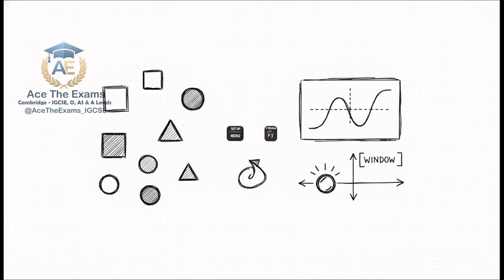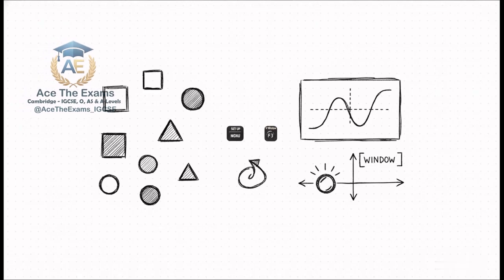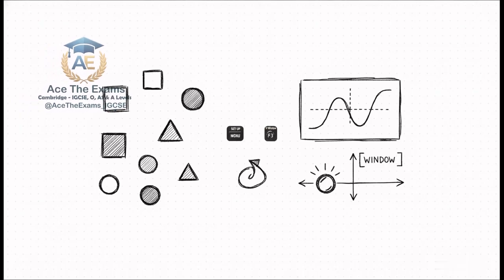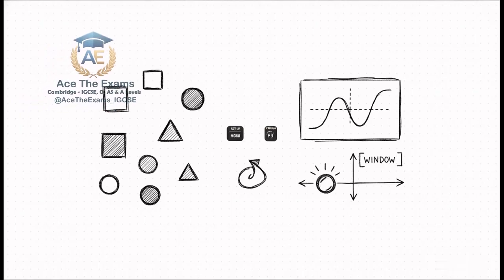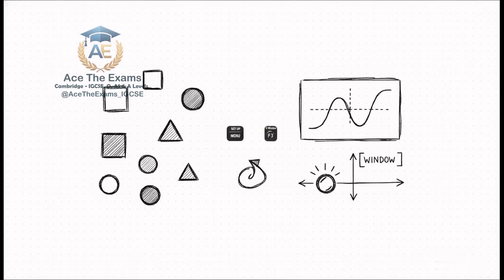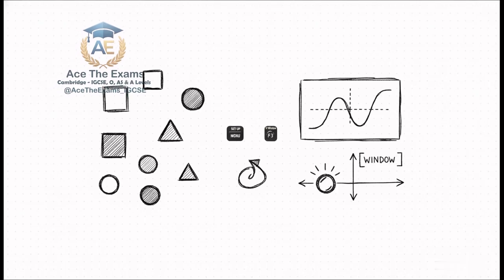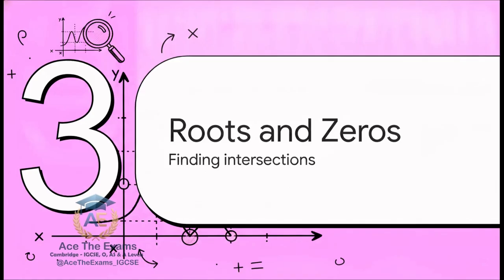Don't panic, it's usually just your viewing window. You've got to tell the calculator exactly where to look, how far left, right, up and down to set the axes. It's exactly like adjusting the zoom and focus on a camera lens, so the entire shape actually fits in the frame. All right, Section 3, Finding Roots and Zeros.